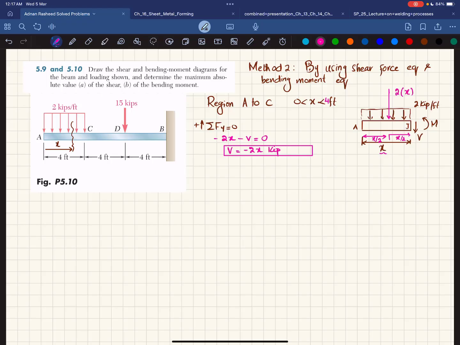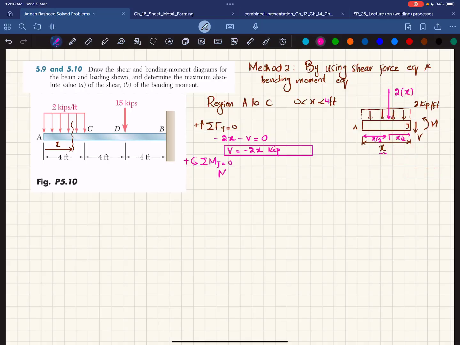Again, the moment M can be obtained by using the sum of all moments about point J equal to 0, and taking the counterclockwise moment as positive. About point J, the first moment is due to this 2x, and the perpendicular distance is x/2, and it is producing a counterclockwise moment, so it will be positive. The second is the reaction moment, which is also counterclockwise, so that is also positive.